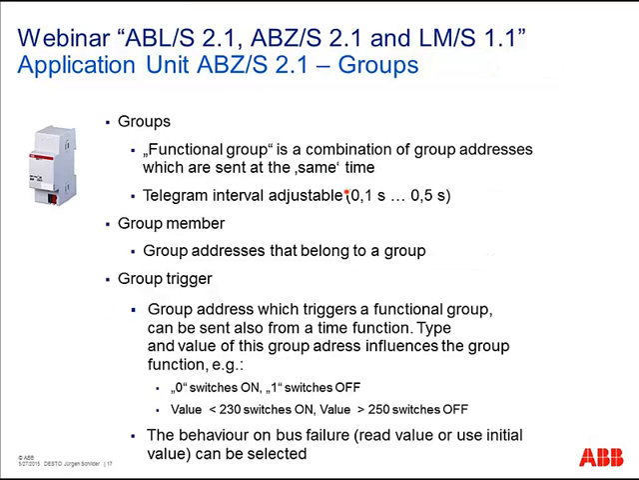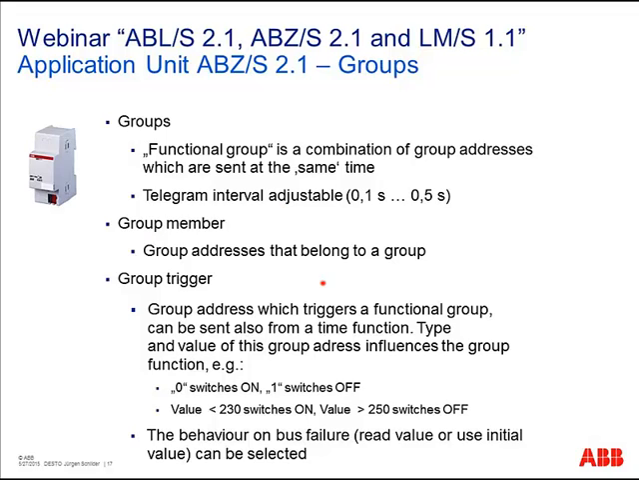Yeah, and the group function. In principle, a functional group is a combination of group addresses which are sent out at the same time. A telegram multiplier in principle, but very powerful. You will see. Same time, yes, you can send out all the telegrams very quickly, but that can cause some traffic problems maybe in your ETS or KNX installation. Adjustable is a delay, a telegram interval between each telegram sent out, to delay the traffic or to reduce the traffic. That might help in some cases.